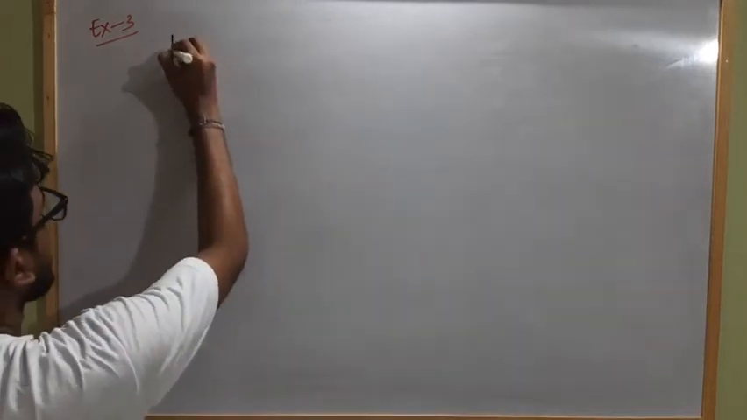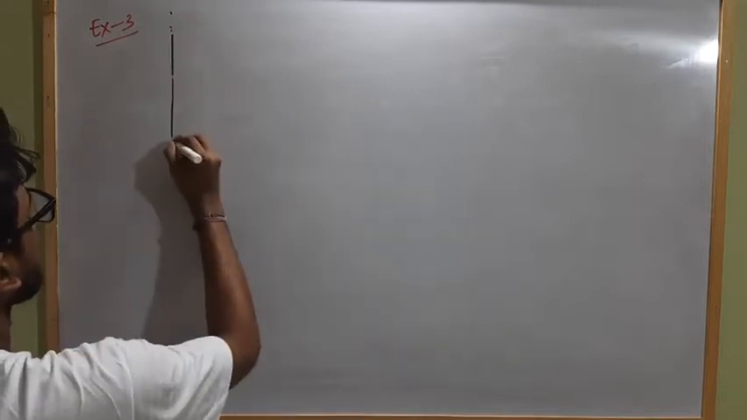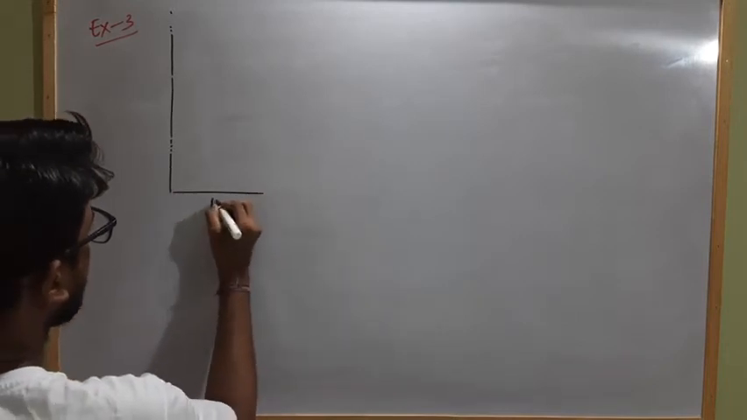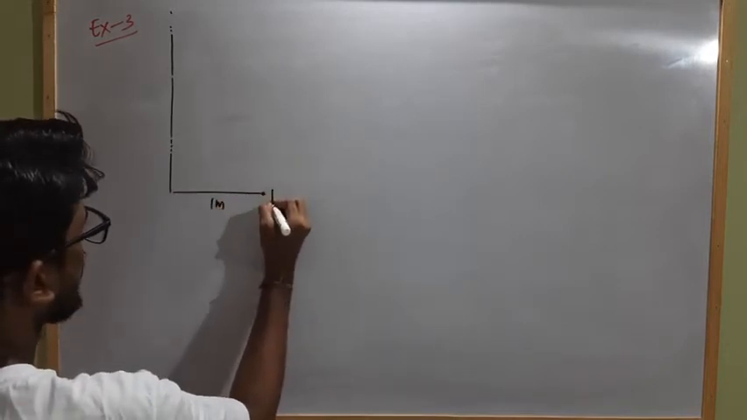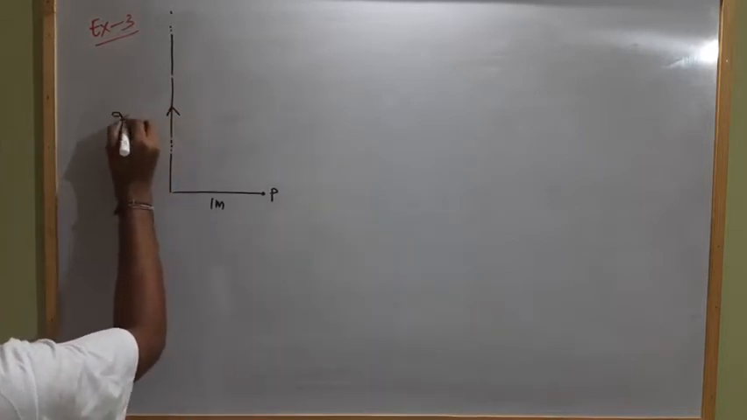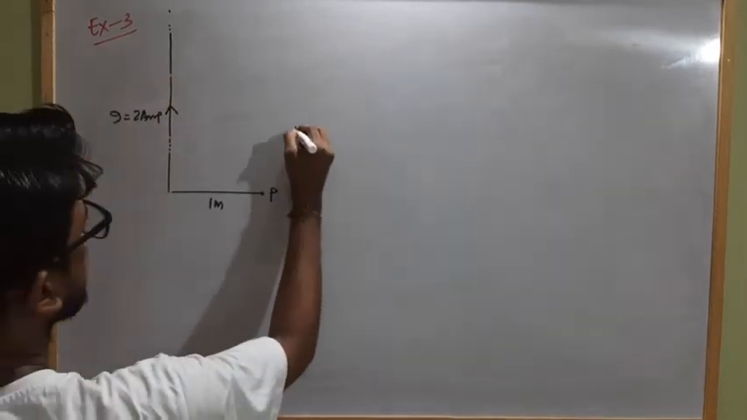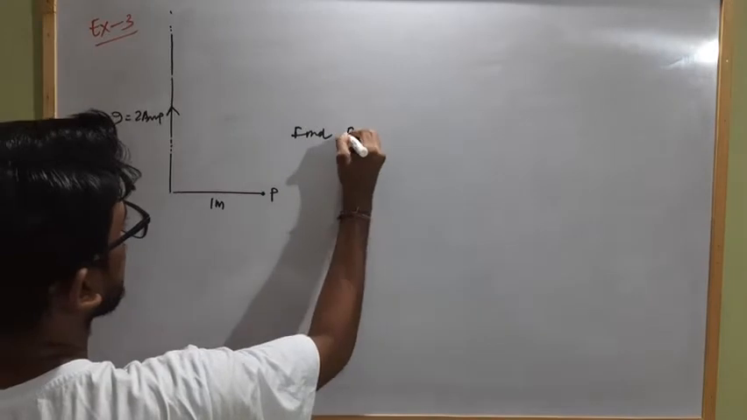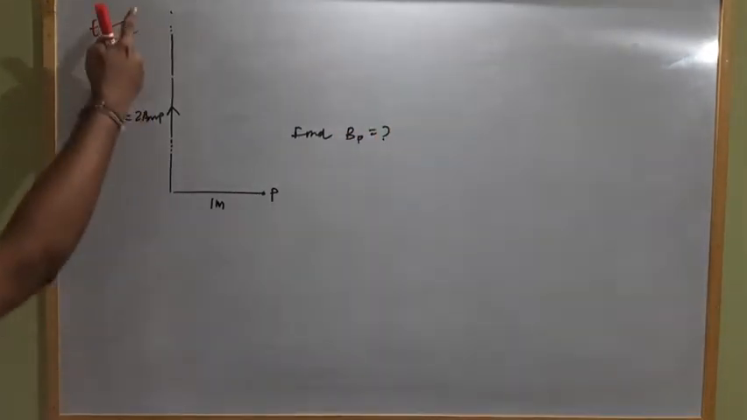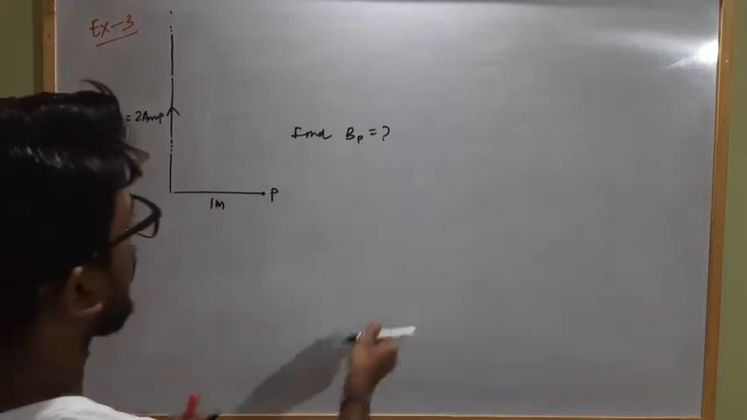Here is an infinite long straight current carrying conductor, and here at a distance of 1 meter a point of observation P is present, and current I is flowing through it. I equal to, let it be again, 2 ampere. So now find B at P. As this is an infinite long straight current carrying conductor and the point P is close to one end.